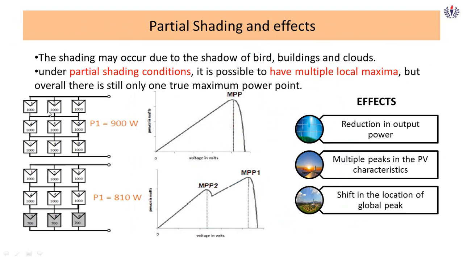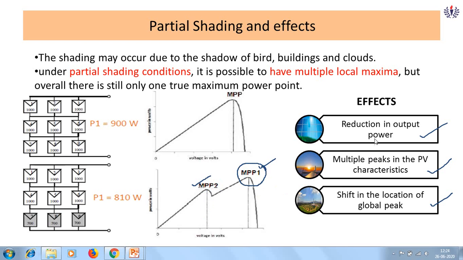Yes, of course, it is very obvious that you have a reduction in power output, that is number 1. Multiple peaks in PV characteristics, number 2. Shift in location of global peak, yes, that is also true. Let me consider this case. You have MPP2, this is the local peak. MPP1, this is going to be my global peak. This is the condition that we have. So three particular effects that we have: reduction in power output, multiple peaks, and shifting global peak.